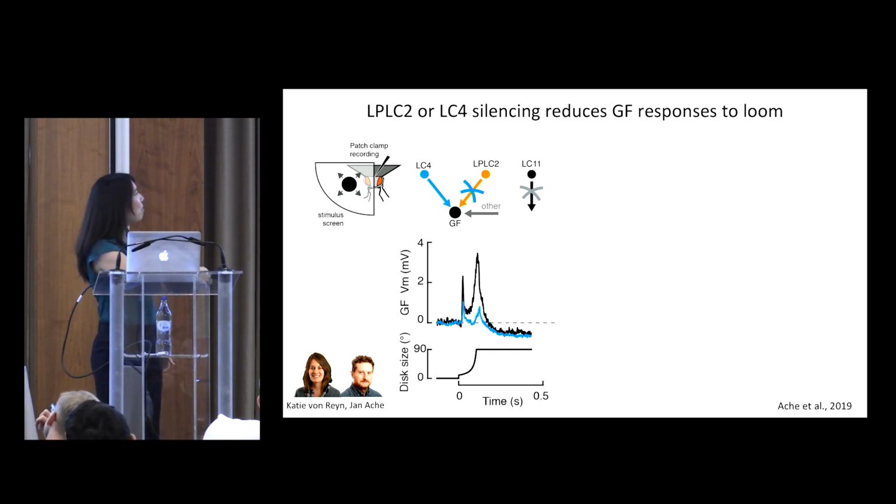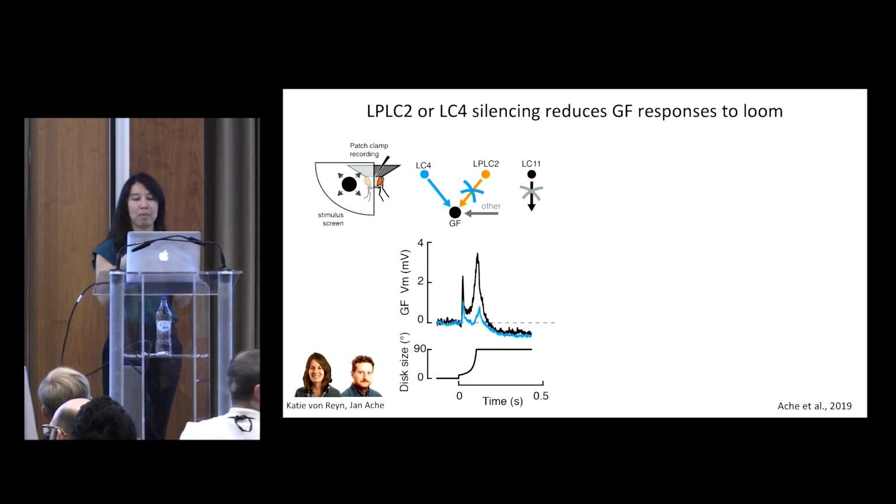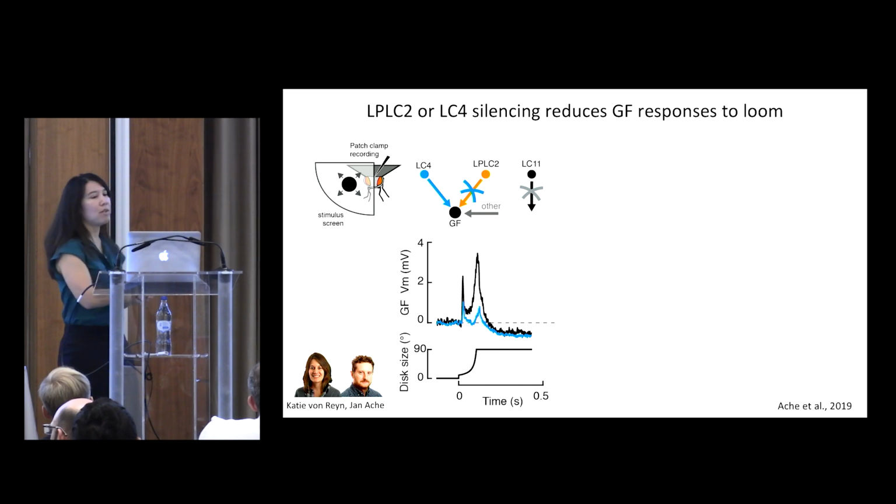So here on the bottom is the looming stimulus. This is the size of the disc on the fly's eye over time. As it increases, you can see in our control flies, and these are average responses of many flies, that the giant fiber initially has a depolarization transient and then slowly depolarizes again as the stimulus gets bigger and bigger. However, if you silence the loom detector, then in fact, much of this response goes away.